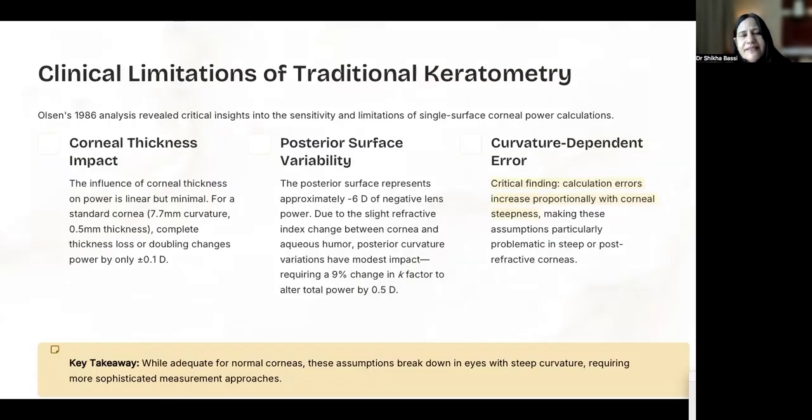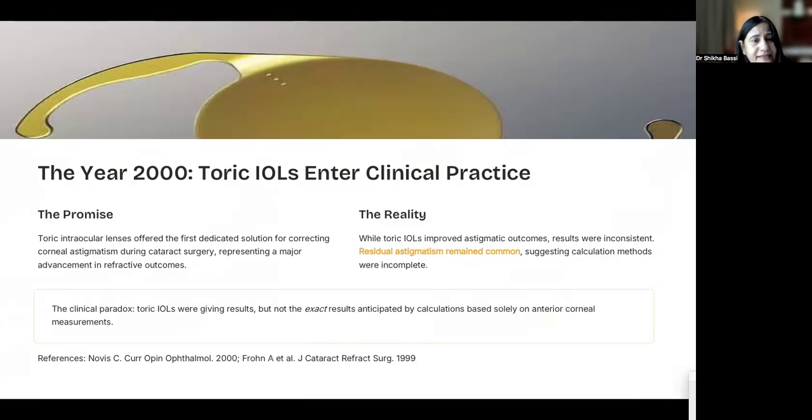In the same paper, he said corneal thickness is not so much of a problem because even if you double the corneal thickness, it'll affect the corneal power by only 0.1 diopter. But the posterior surface variability can really impact in some cases, especially where the cornea is very steep. Even corneal thickness matters if the cornea is very steep. So all these issues become important in a certain subset of eyes.